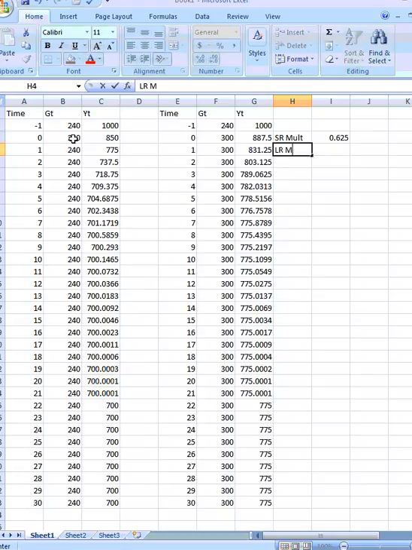The long run multiplier is done the same way, except uses the bottom numbers. So this is going to equal the new y minus the old y divided by the new g minus the old g. Notice it's greater.